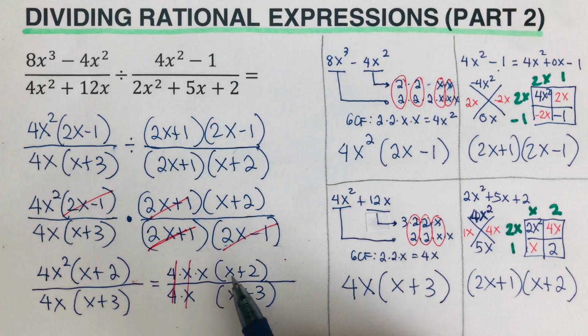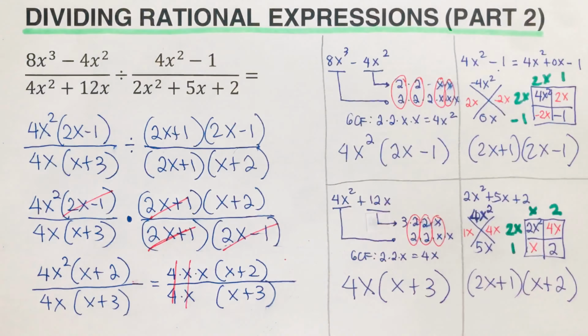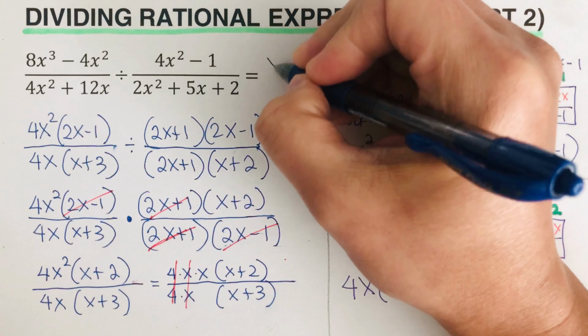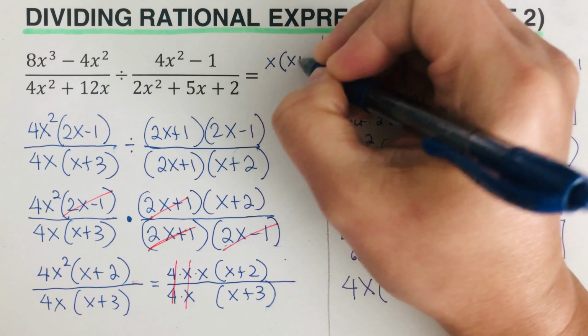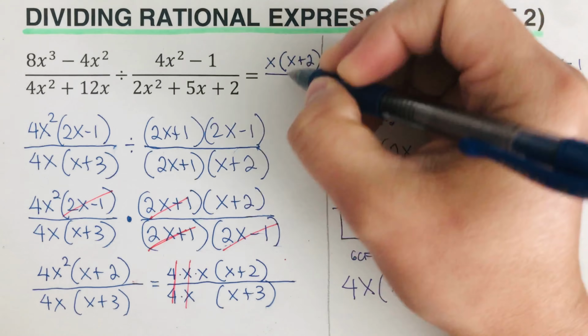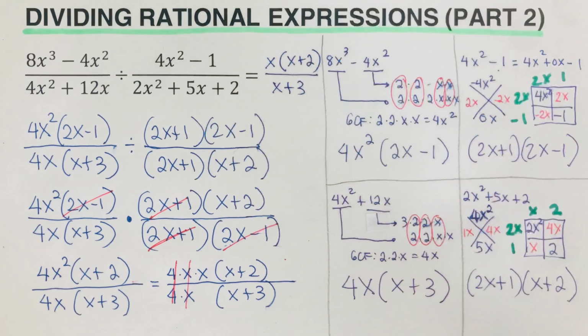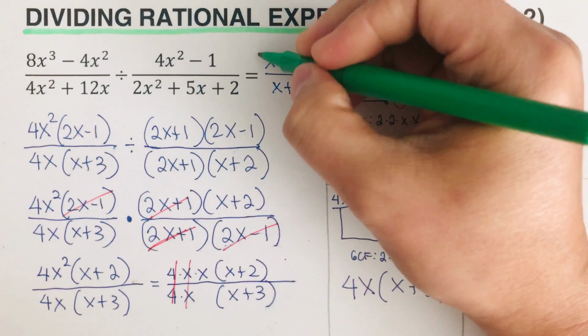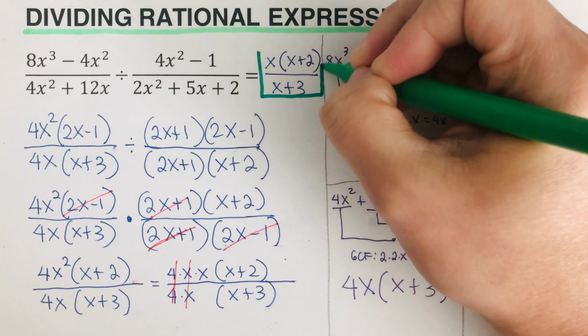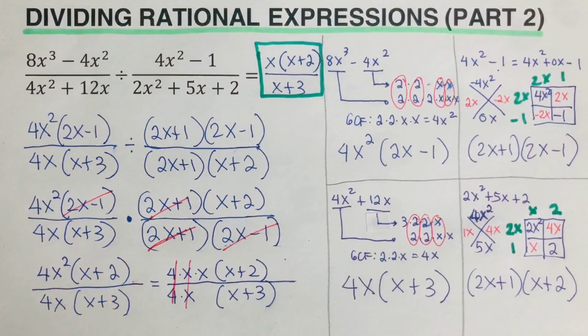Now others are going to get tempted to cross out this x and x here, or this and this. We can't do that because this parentheses is telling us that they are together. We cannot break them apart. So then the final answer here would be, the top is x times x plus 2, and that is over x plus 3. So this is the quotient of this rational expression when divided together.